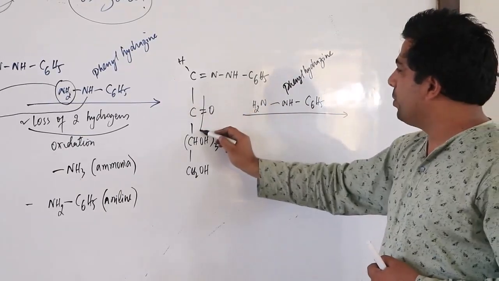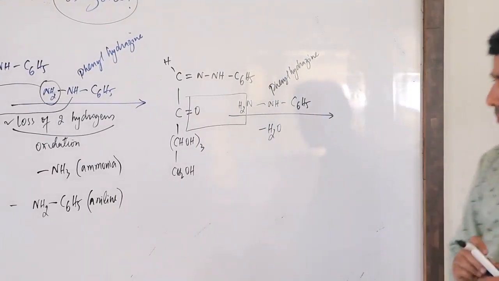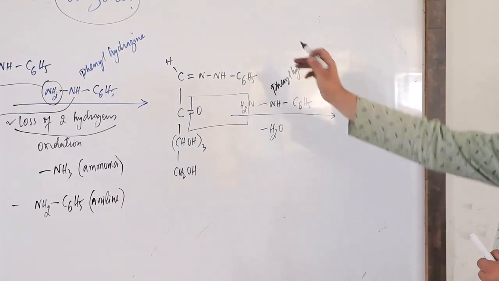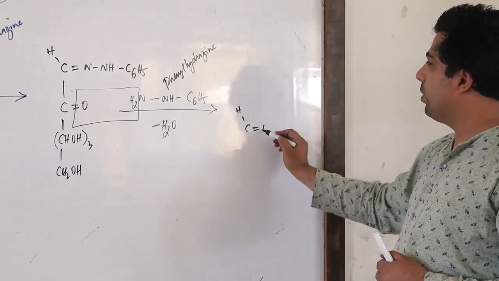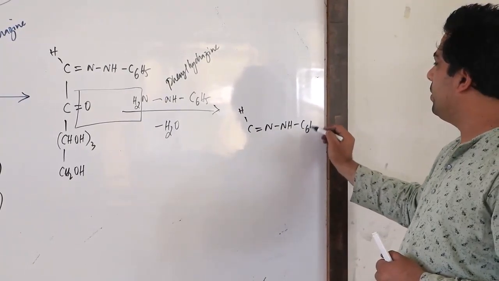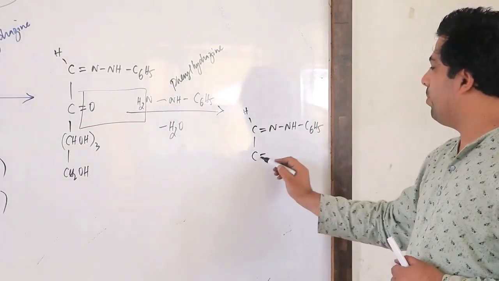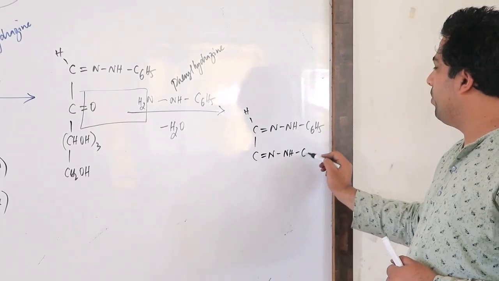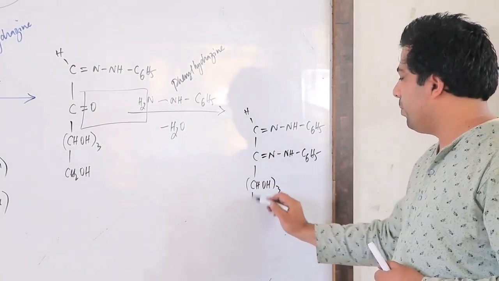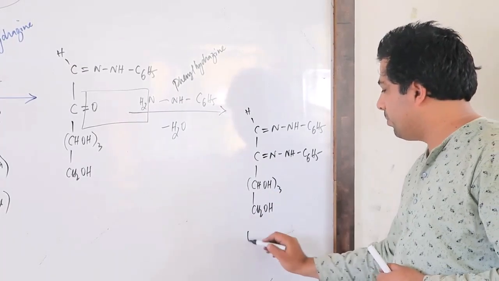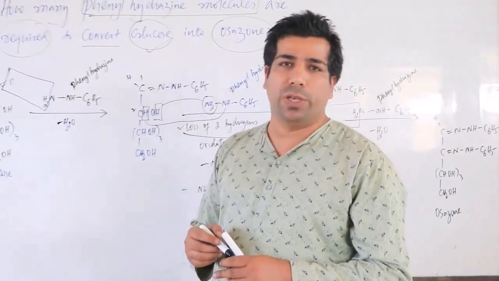So this phenylhydrazine will interact with this carbonyl group. So hydrogens will be lost and oxygen will be lost here. So total loss is water. So my dear friends, when water is lost here, what is the product formed? Have a look here. CH double bond N, single bond NH, single bond C6H5. Then finally C, which will make a double bond with nitrogen, single bond NH, single bond C6H5. Then finally CHOH whole thrice, and then you have CH2OH. And this molecule is osazone. So finally we are getting the osazone molecule here.